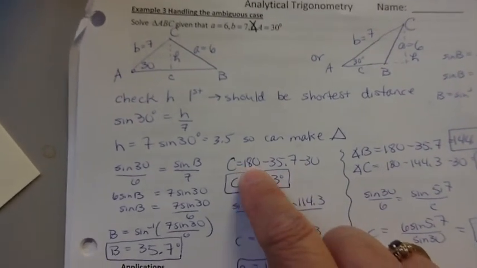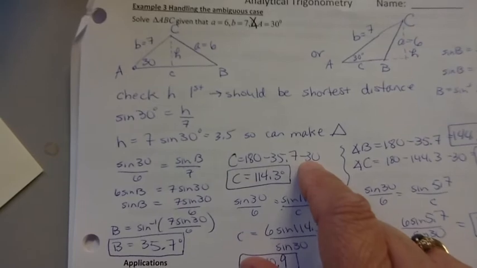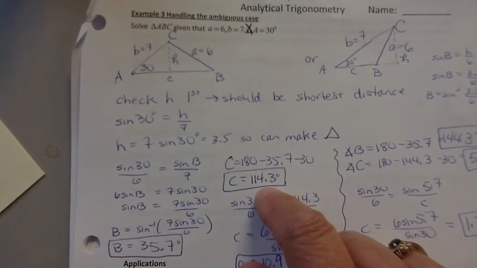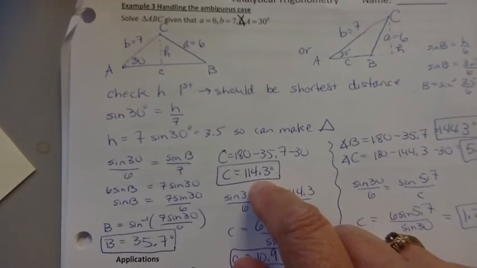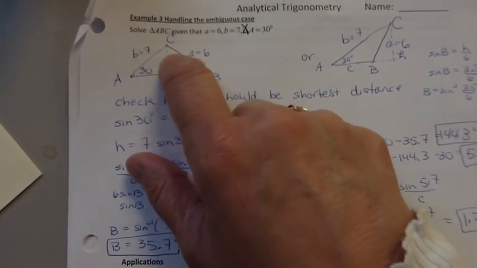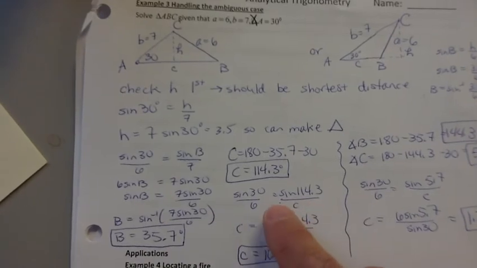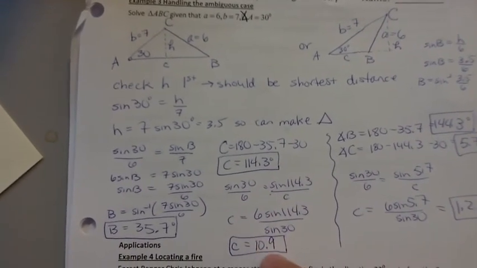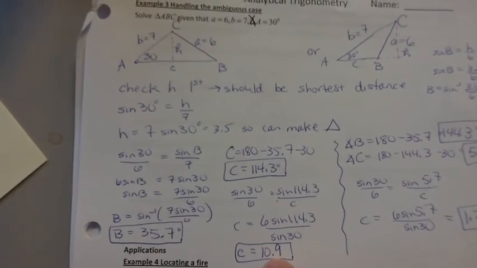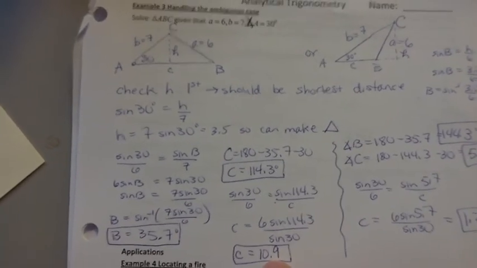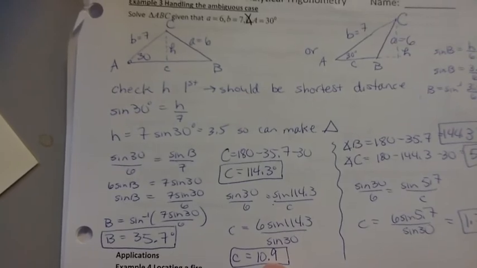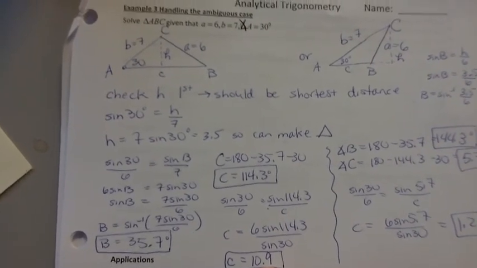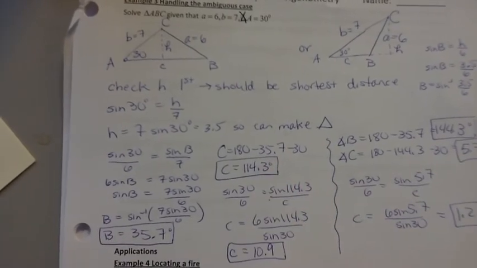Now here we go. C is 180 minus 35.7 minus 30, so in this case, C happens to be 114.3, which is bigger than 90. And now I can set up the law of sines, cross multiply, and solve for c, and there is my side. Now I've got to look at it. The smallest angle has the smallest side, 30 goes with 6, and then the next size angle, 35.7, goes with 7, and then the largest angle has the largest side.